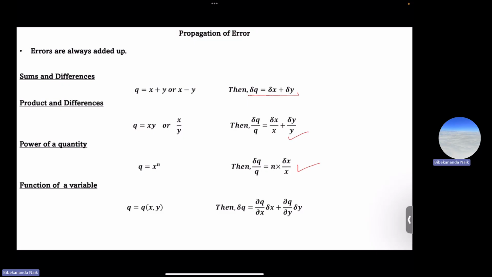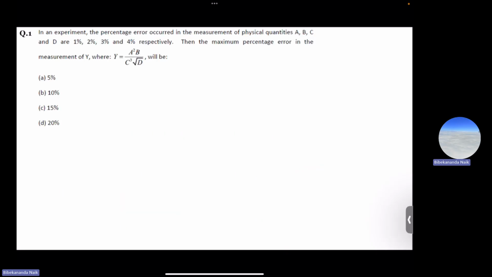So when q is x to the power n, then if you take the log of it, you will get del q by q, the relative error. And if q is a function of x and y, then these are the formulas for calculating the error value. So now let's discuss the first problem of today's interaction session.